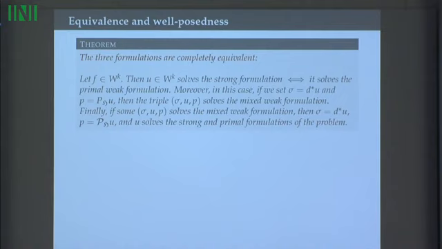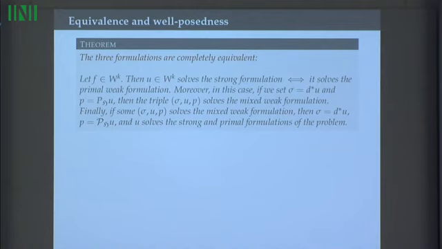If u satisfies the primal weak form, then it is automatically in the domain of the Laplacian and satisfies the strong form. And in this case, if we set sigma to be d star u and p to be the harmonic component of u, then the triple sigma, u, p satisfies the weak form. And finally, if you have a triple sigma, u, p that satisfies the weak form, then u satisfies the strong form, and so the primal form. So these are completely equivalent. At the continuous level, you can use whichever you want. And as I say, we'll find at the discrete level, it's best to use the mixed form.